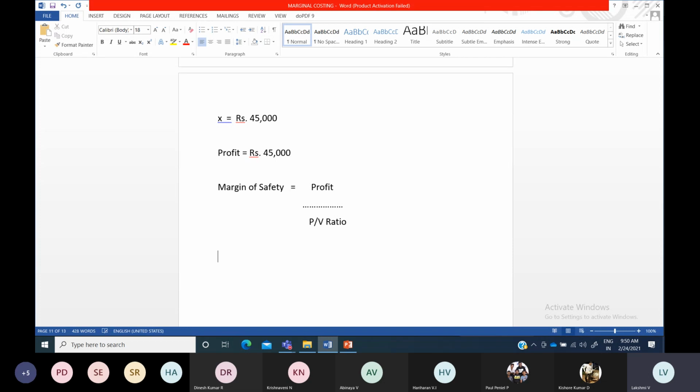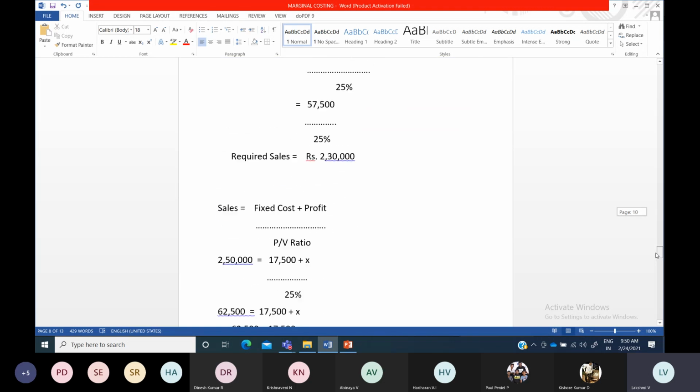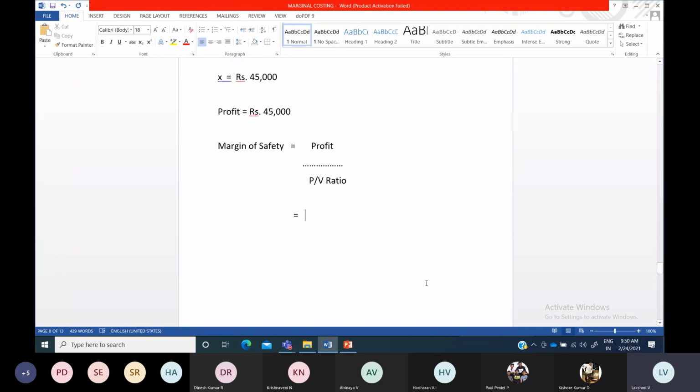So now the profit detail they have given in the question itself, in that particular subdivision. So if you refer to the question, you can come to know. So margin of safety at a profit of 50,000. So this 50,000 only we have to take, and for margin of safety we have two formulas. One is actual sales minus break even sales. The other one is profit divided by PV ratio. So the profit amount they themselves have given in that subdivision as 50,000. So that you have to take, please.